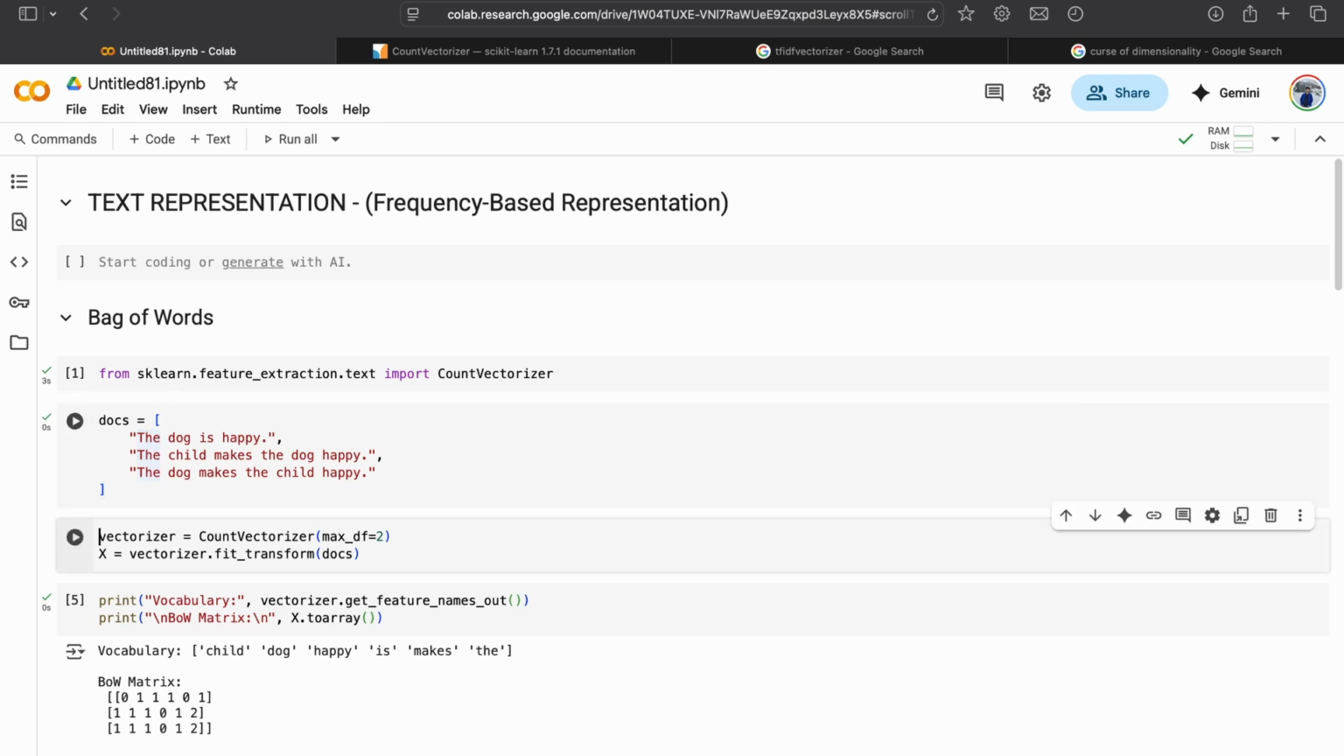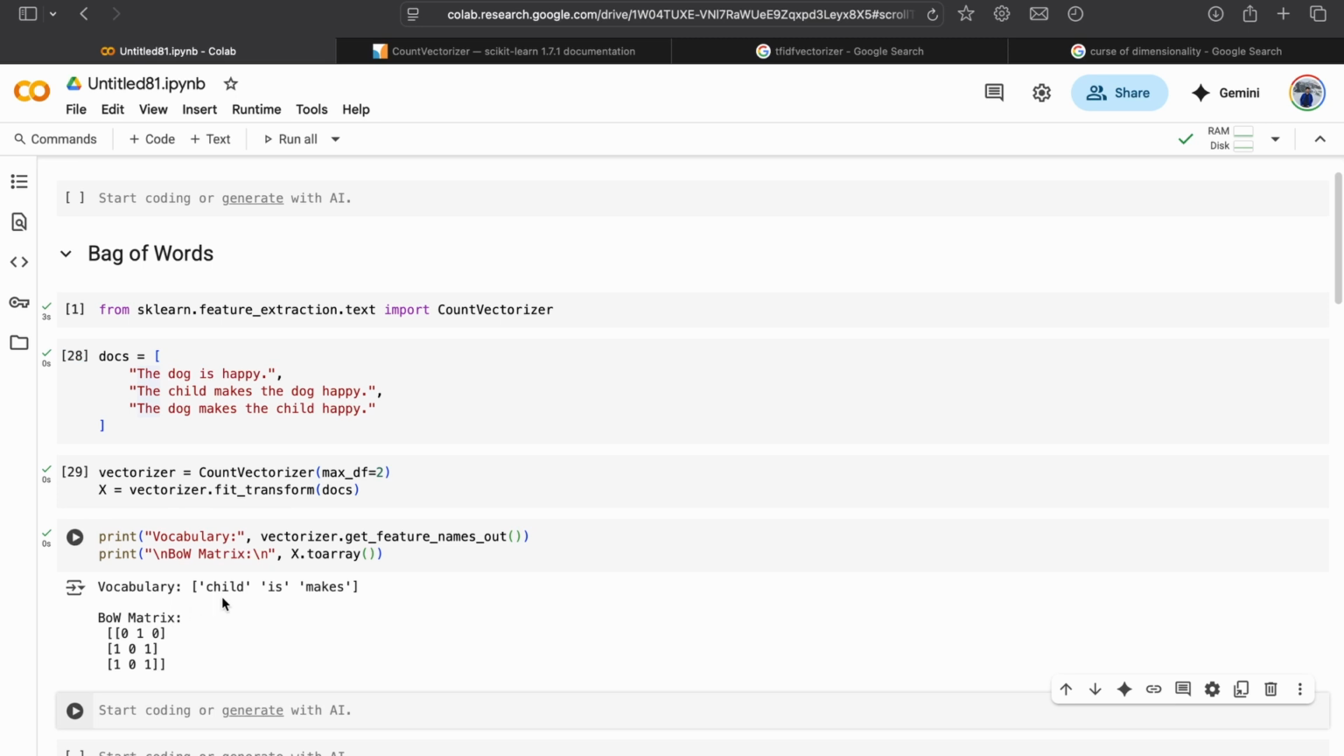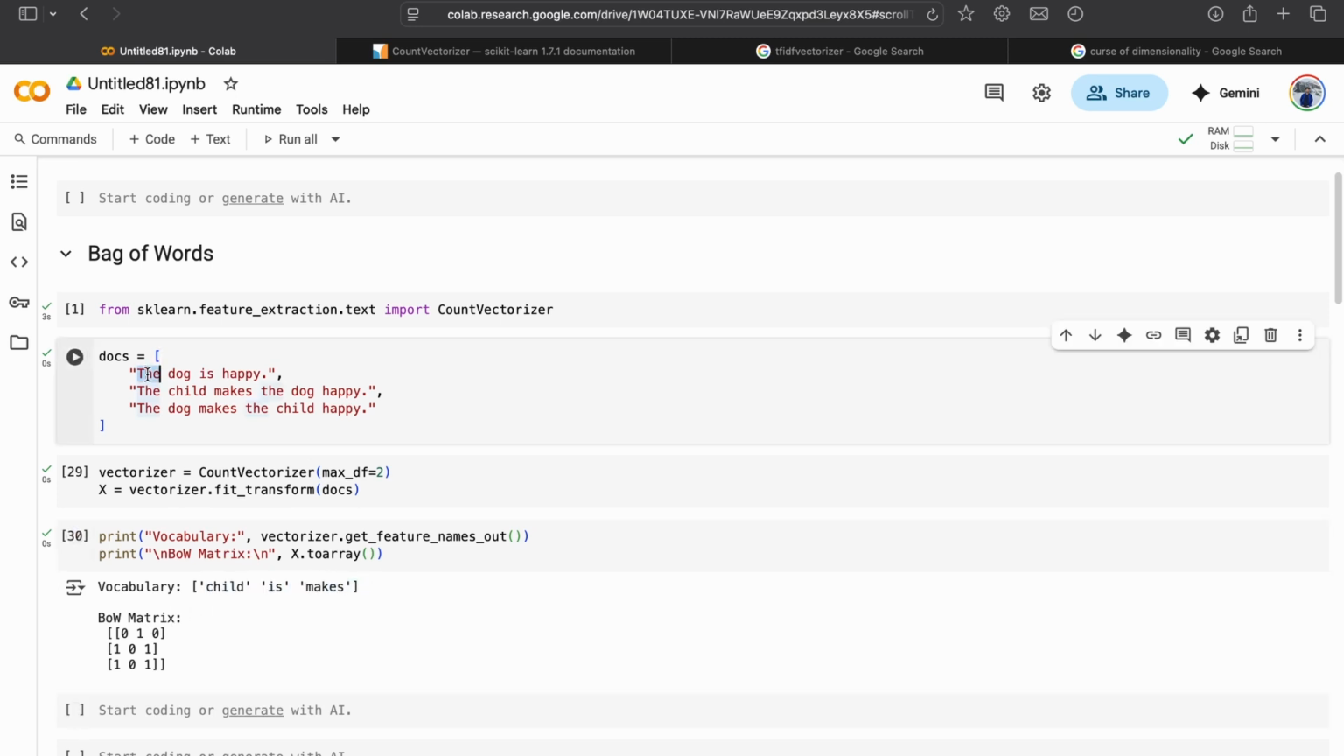So let's run this to see. Now as you can see, the vocabulary now is child, is, max. We do not have 'the' because it's occurring in all the 3 documents, and we have mentioned we want only max_df 2, right? So we have mentioned max_df 2, so 'the' will not occur. 'Happy' is not occurring, and 'dog' is also not occurring because 'dog' is also present in all 3 documents.